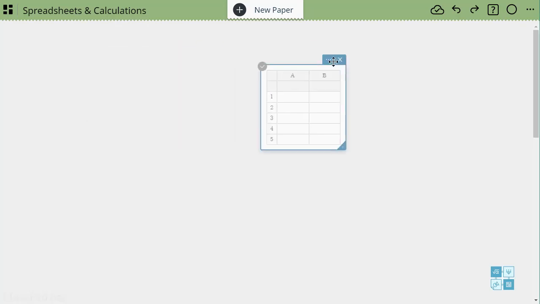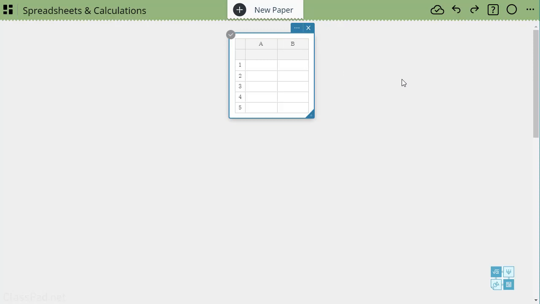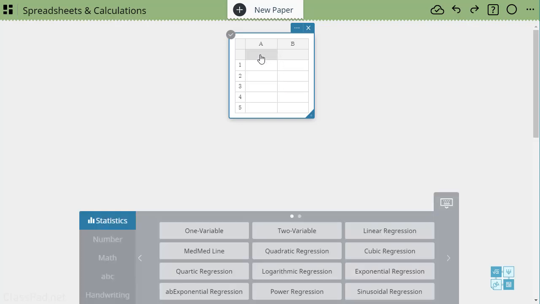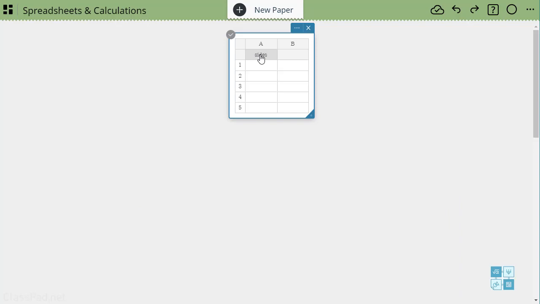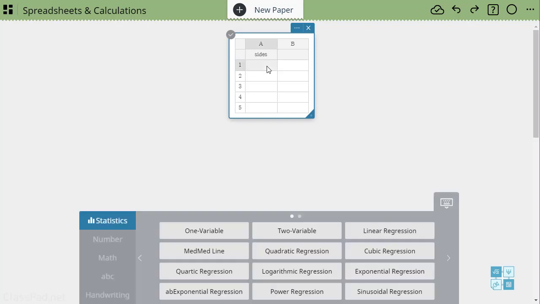So let's enter some table data, and I'm just going to do a relatively simple one. We're going to talk about the side lengths of a square and the area and the perimeter of that square. So we're going to record several side lengths. So I'm going to go to my table and actually enter my sides. So this is the length of the sides, and let's just enter some numbers.